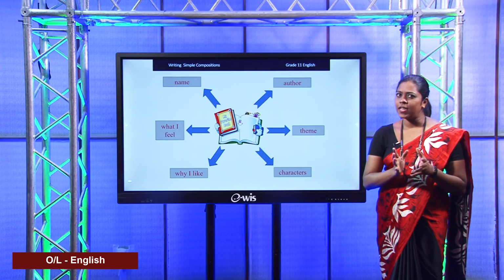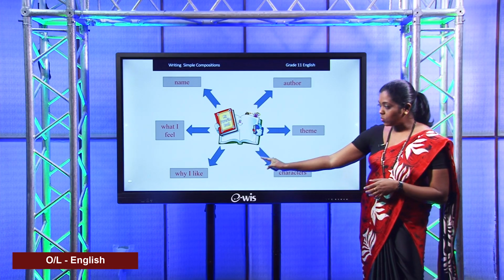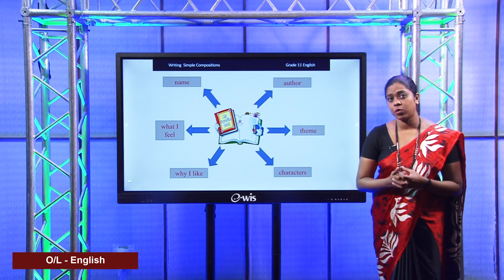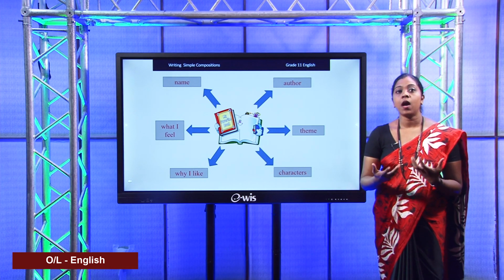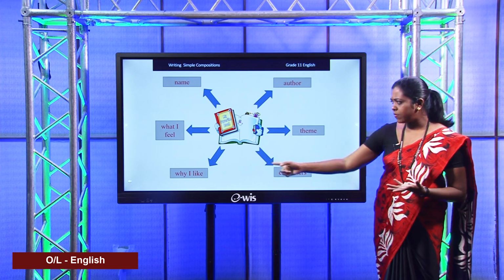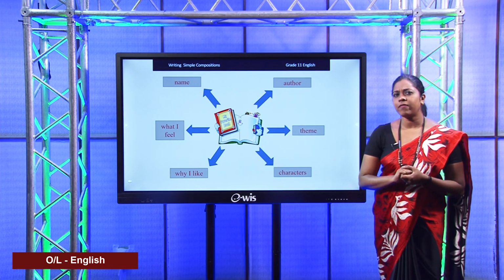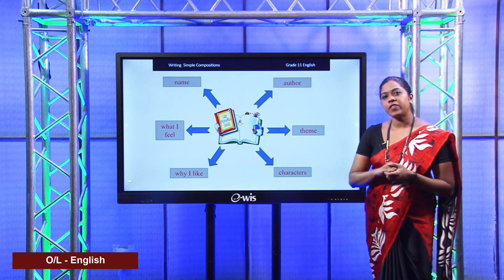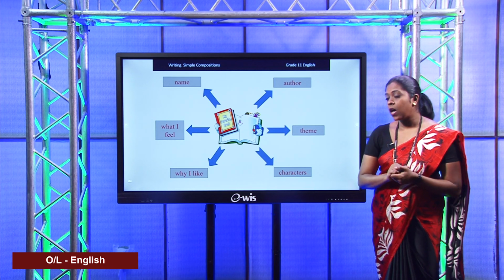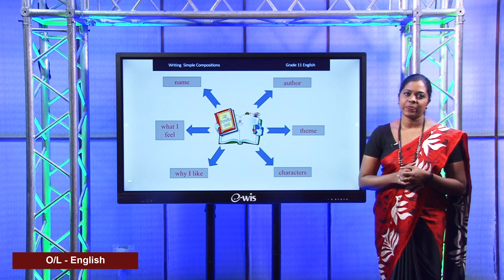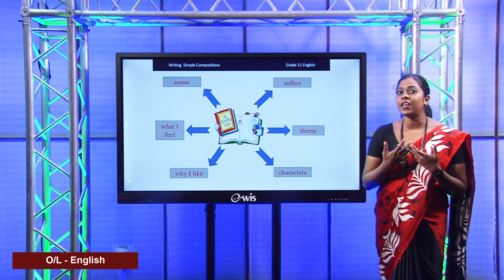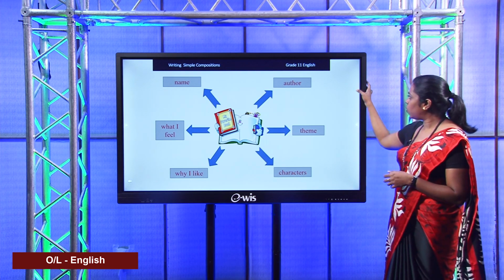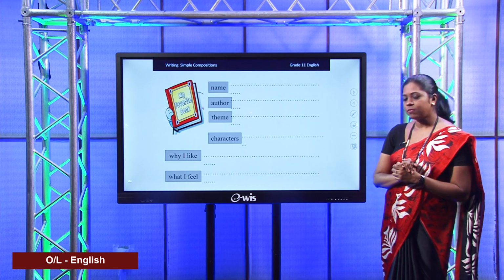Right? And finally, in the conclusion section, I'm going to say why I like this book, why this book is my favorite book, because I introduced saying my favorite book. So then I definitely have to say why this is my favorite book, why I like it. And also, I'm going to finish my paragraph by saying how I felt, what this book made me feel at the end of reading. Right? Now see how we are going to do it. Right.